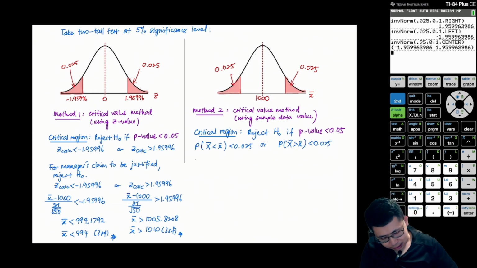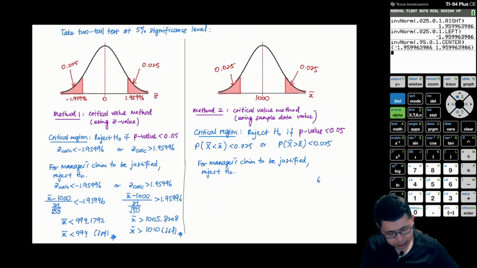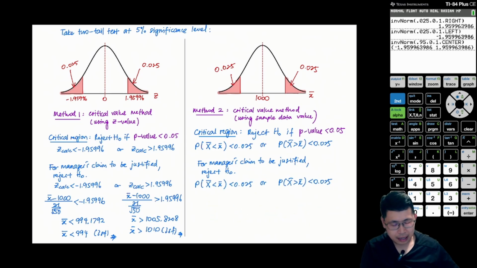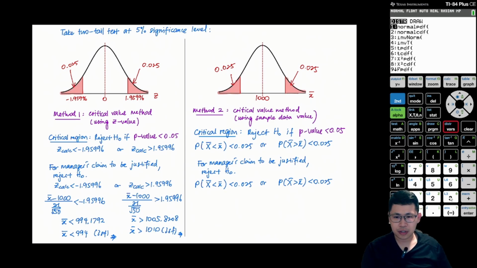Now, same thing for the manager's claim to be justified, we will need to reject our H naught. Same statement. And now, instead of the z calculated statement that we wrote just now, I'm going to make use of this probability over here. I'm going to make use of the probability values, and from these values we can make use of the calculator. Same thing, second distribution, inverse normal.